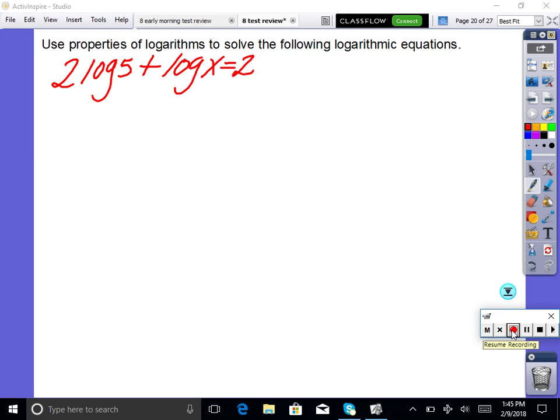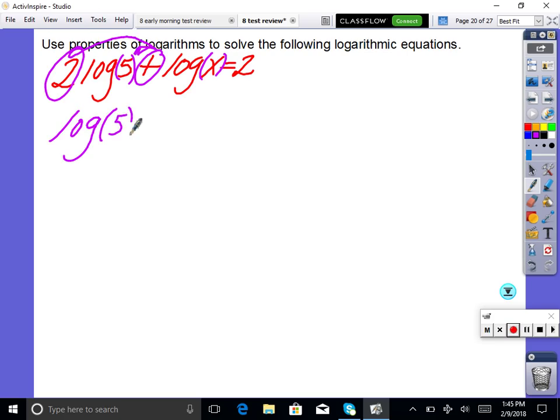So doing this first one here, it says use properties of logs to solve the following log equations. So what they mean by that is we can't solve for x, we can't get this out of the logarithm unless there's only one logarithm. So we're going to use properties of logs to put these together. But first, we've got to take this 2 up into the exponent here. So we have log of 5 squared plus log of x equals 2.